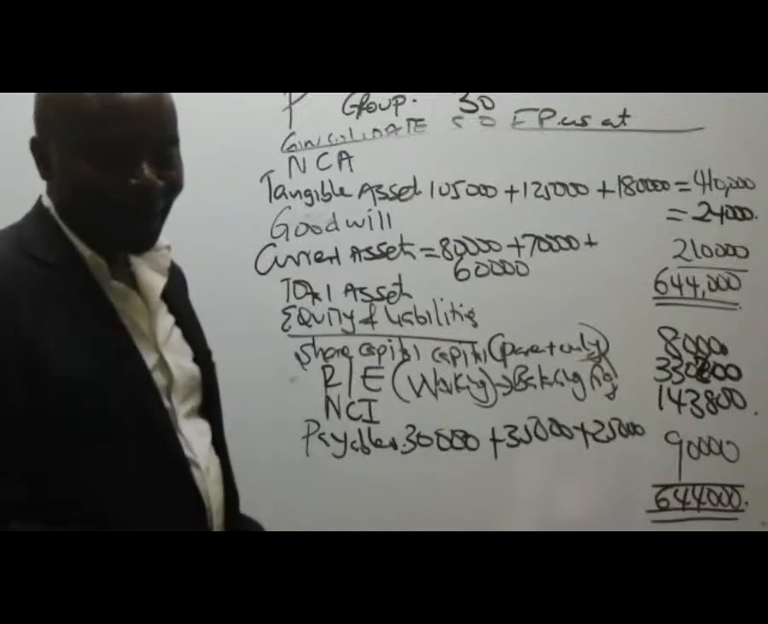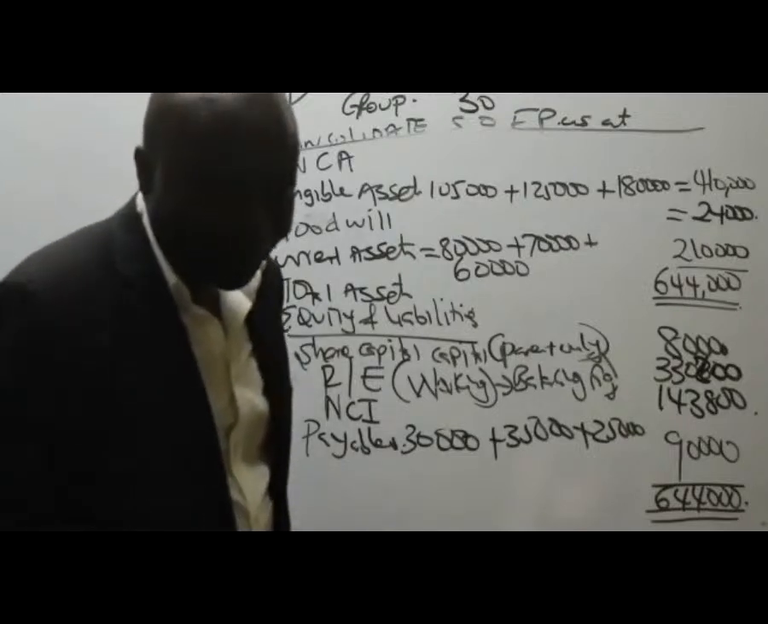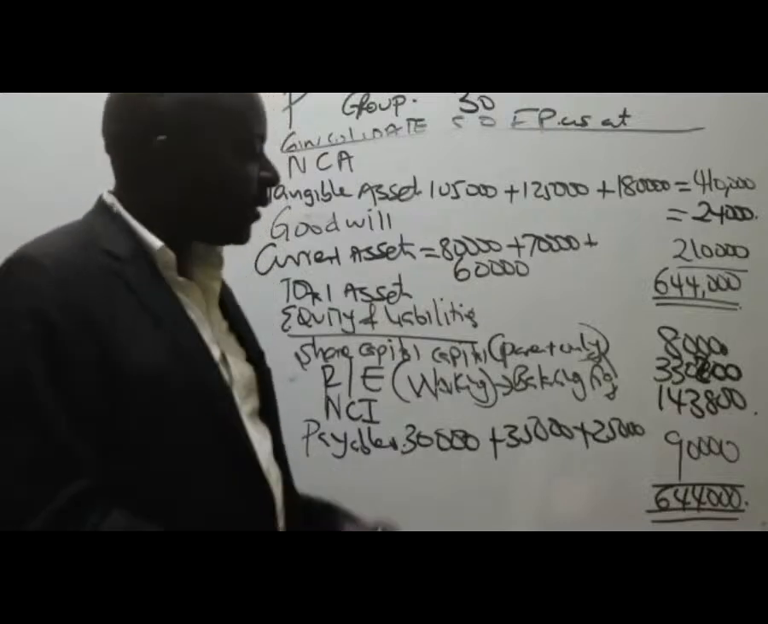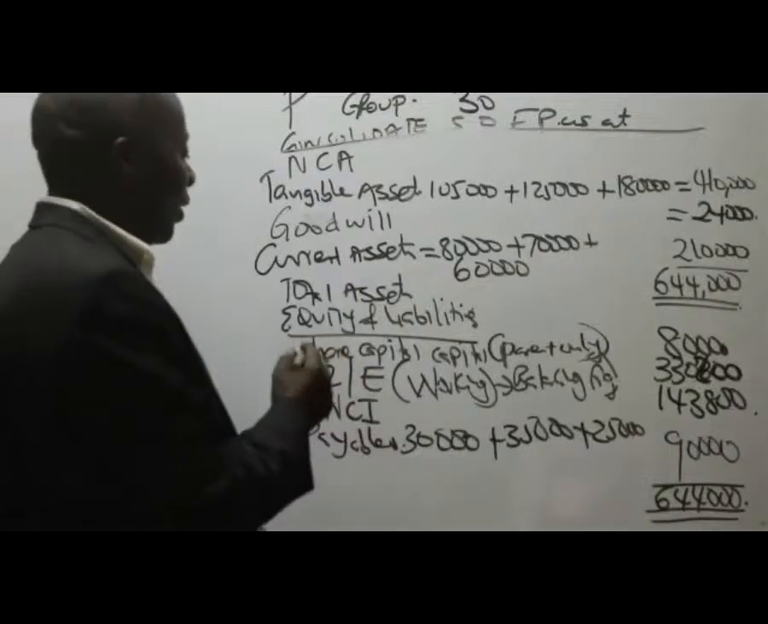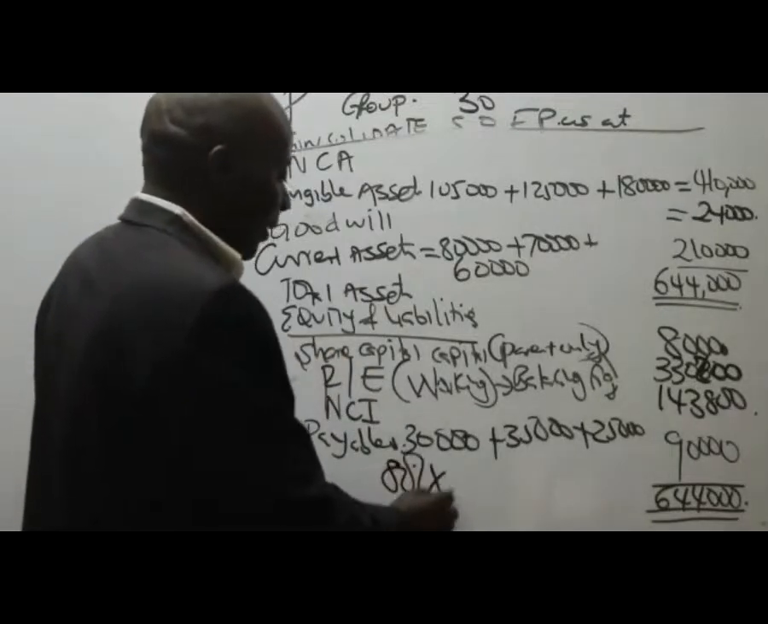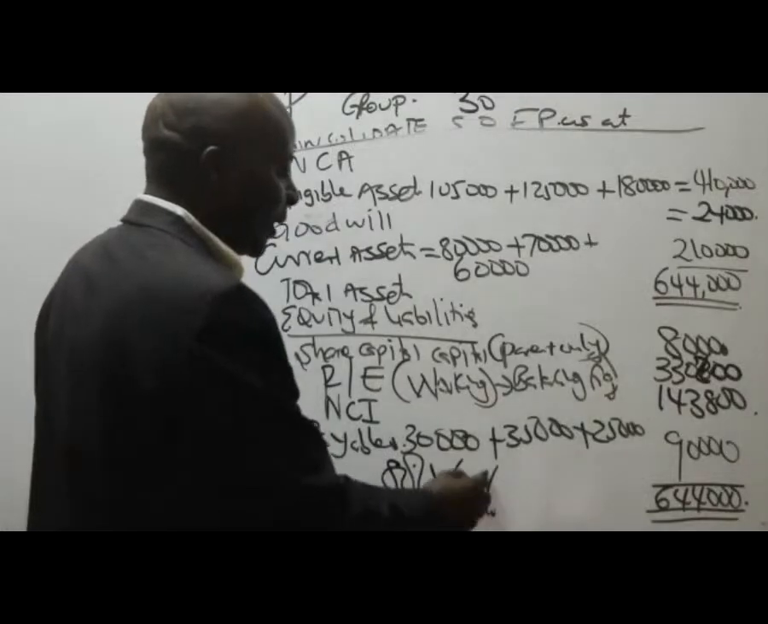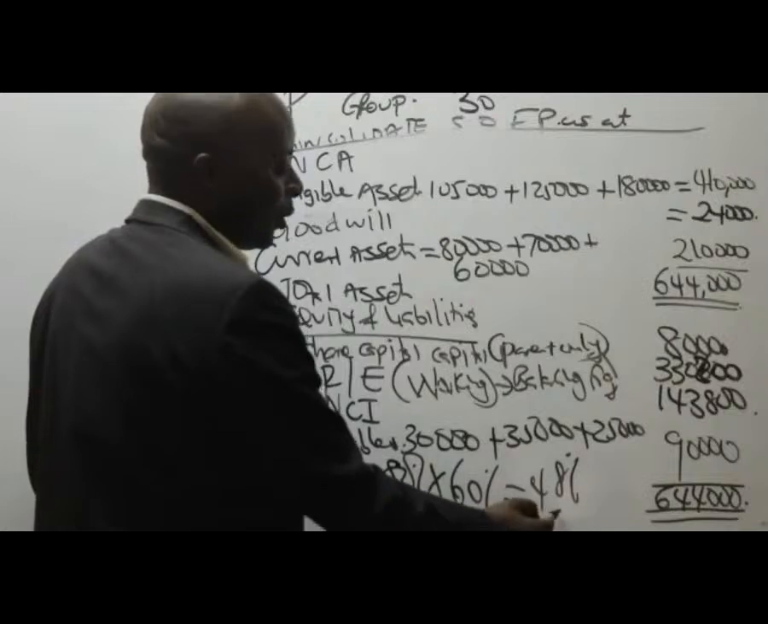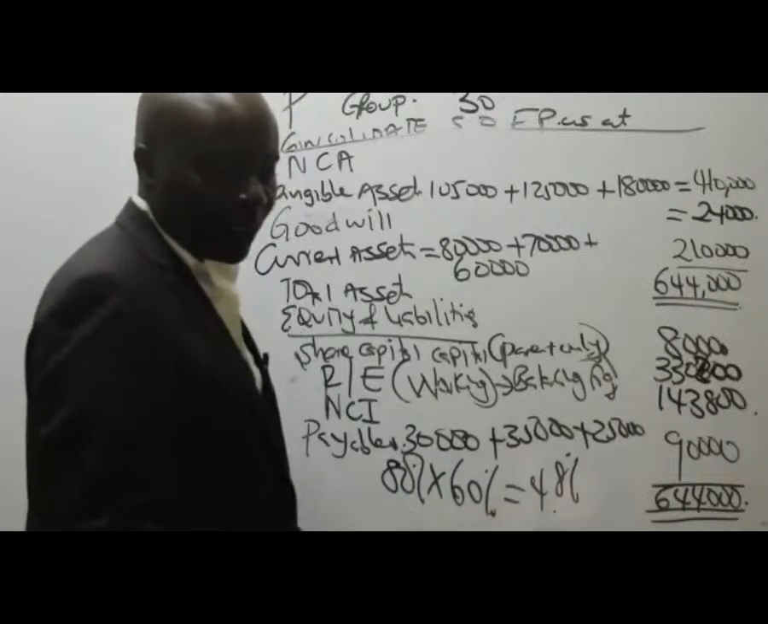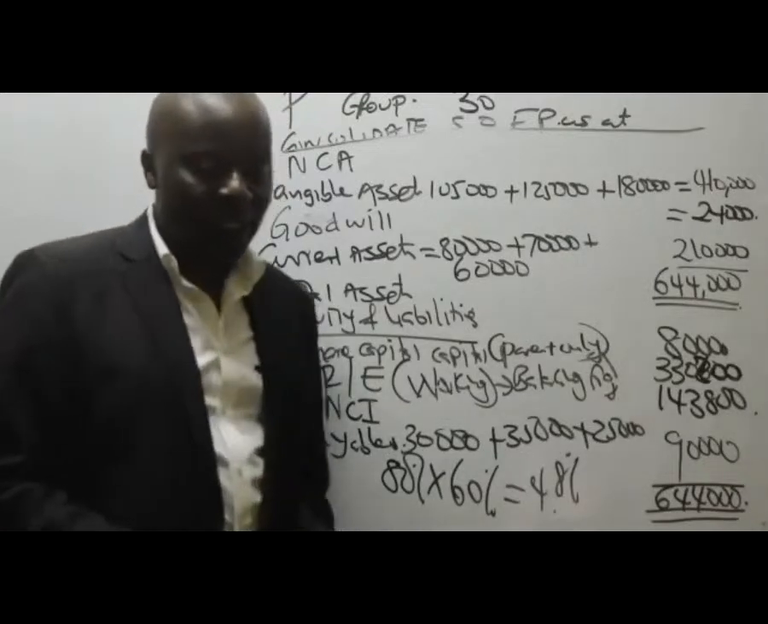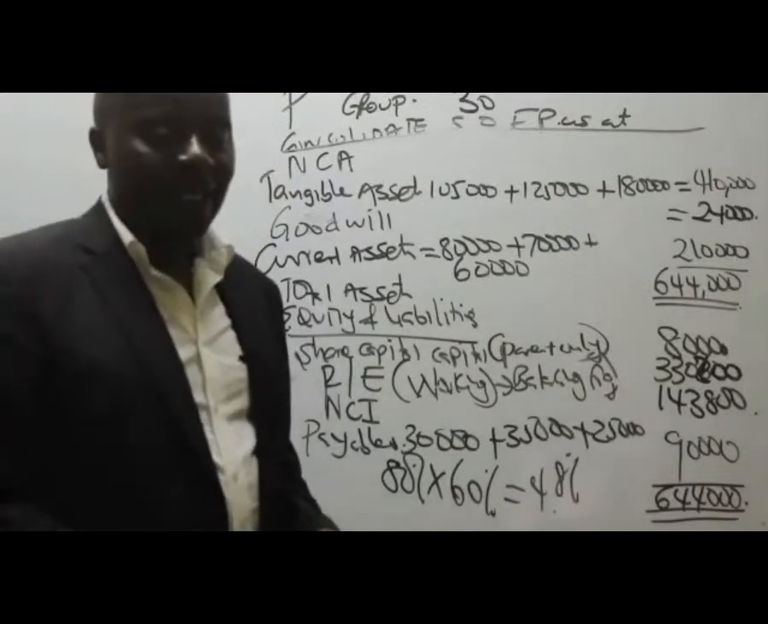How we calculated 52%: if you can recall, we took 80%, the parent had 80%, and then S had 60% in SS. So this gave us 48%. The difference between this and 100, the complementing figure, is 52. That becomes, in this case here, the NCI.